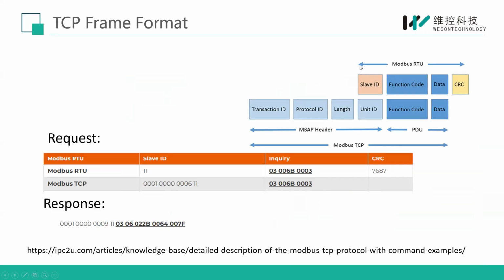And you can see here the Modbus RTU format, and there is no CRC in Modbus TCP communication. Okay, so it will have a transaction ID, protocol ID, and length also while you are doing Modbus TCP communication. So these are the differences between Modbus TCP and Modbus RTU communication in the TCP frame format.